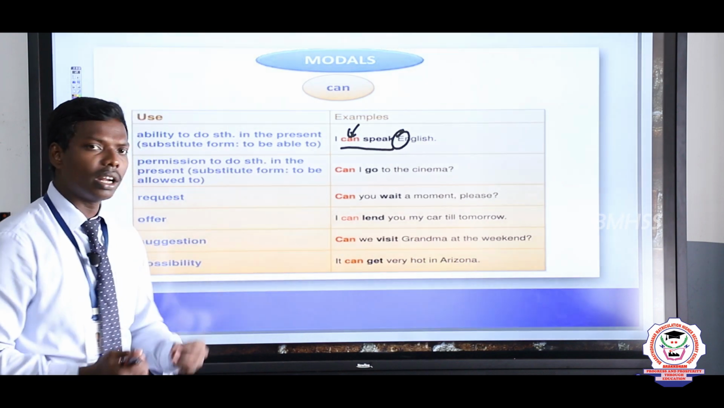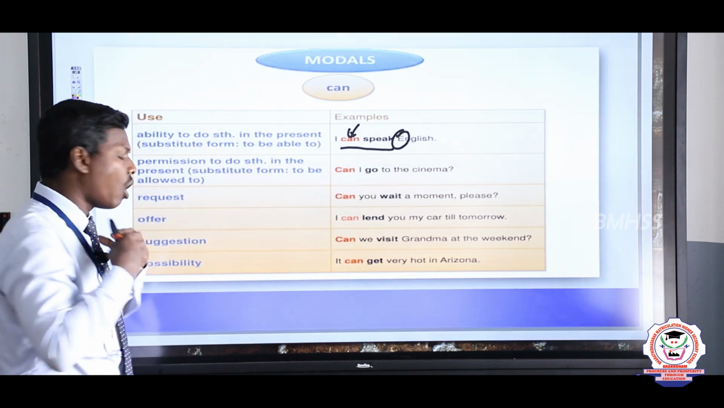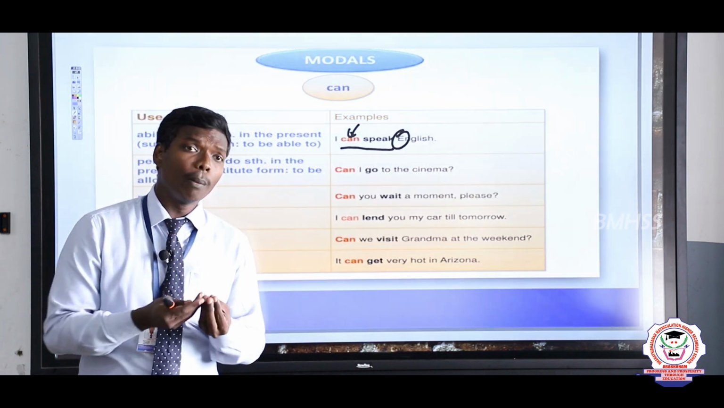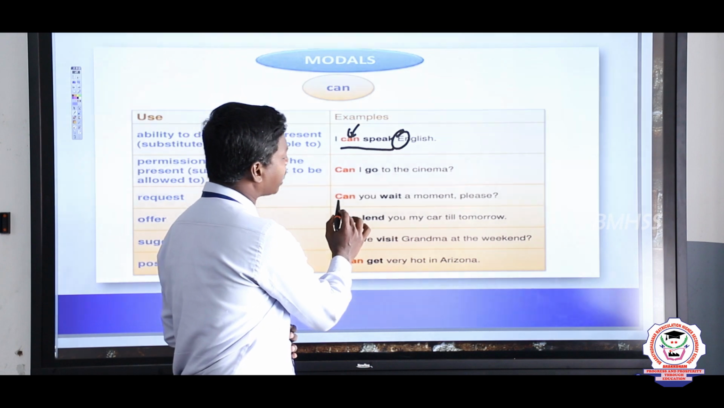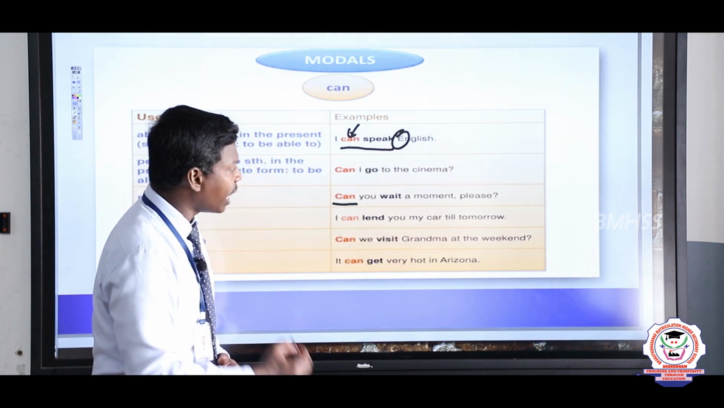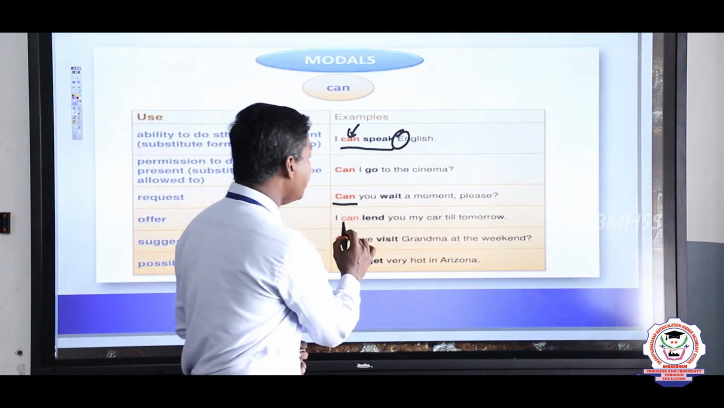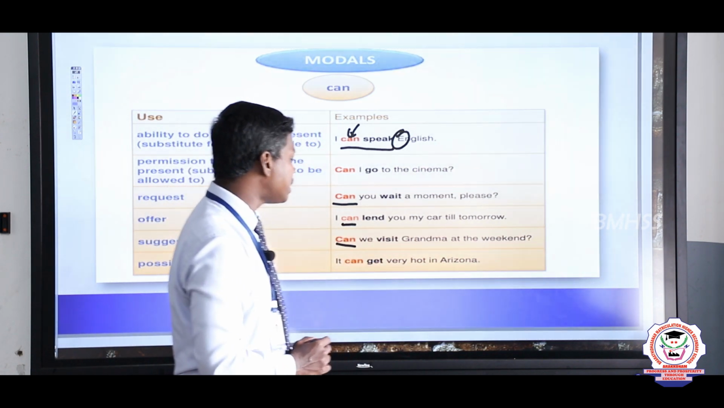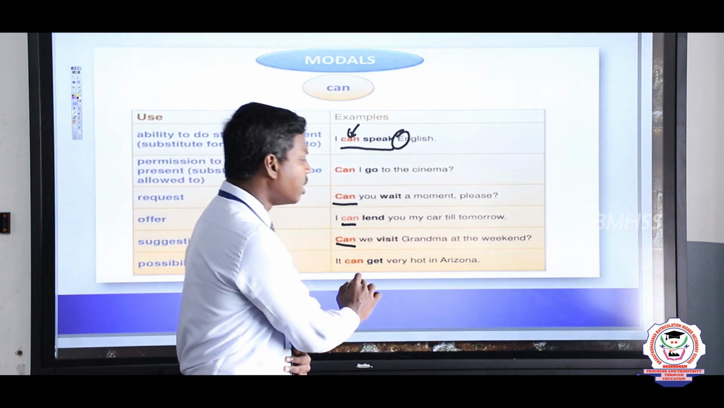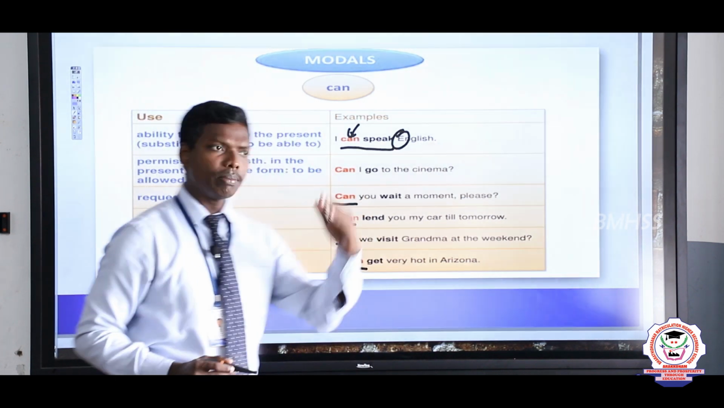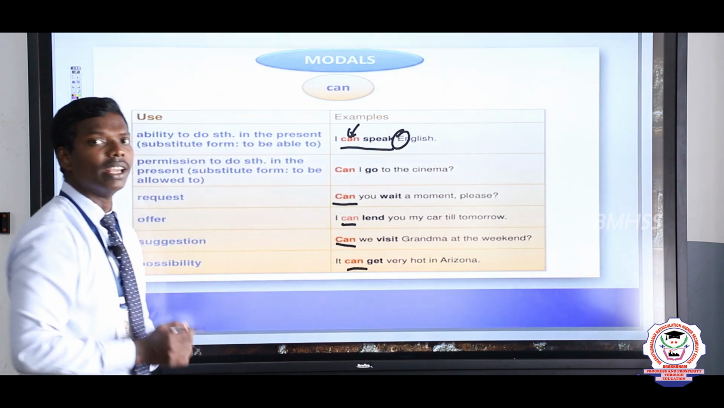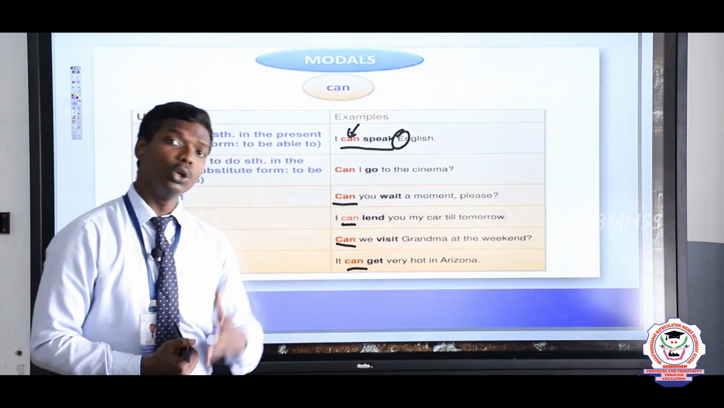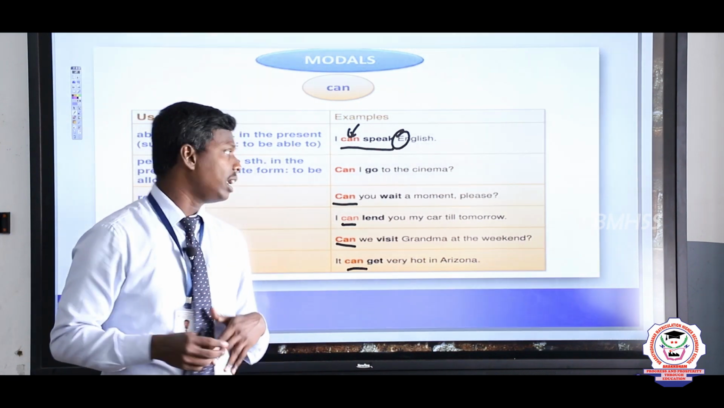And the third one, when you are requesting, offering something, giving a suggestion, or talking about a possibility, we use can. For example, can you wait a moment please, I can lend you my car till tomorrow, can we visit grandma at the weekend, it can get very hot in Arizona. If you observe this keenly, it is the modal auxiliary verb that expresses the speaker's attitude or mood. I hope you understand this very clearly.